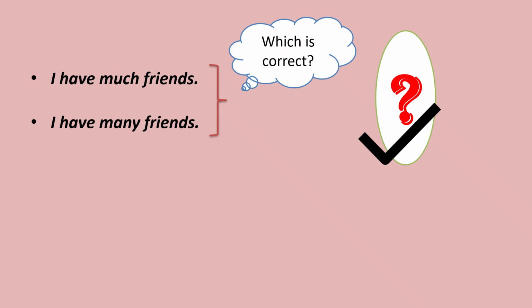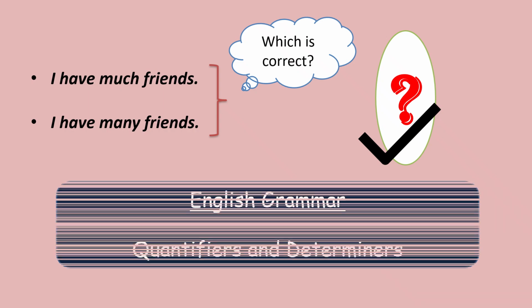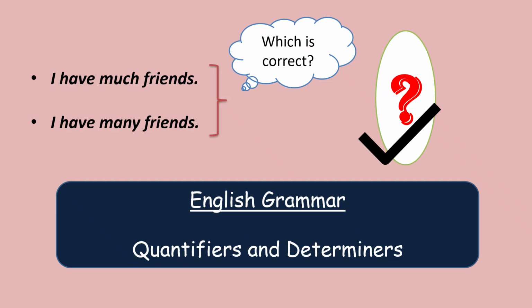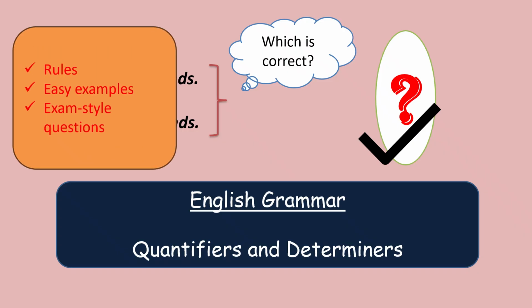Today we are going to learn one of the most useful topics in English grammar, that is quantifiers and determiners. These are the words that tell us how much, how many, which one or whose something is. We learn the rules, look at easy examples and solve exam style questions. So stay with me till the end and let's begin.